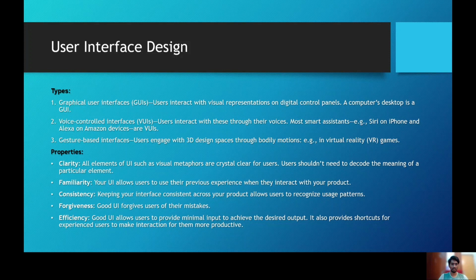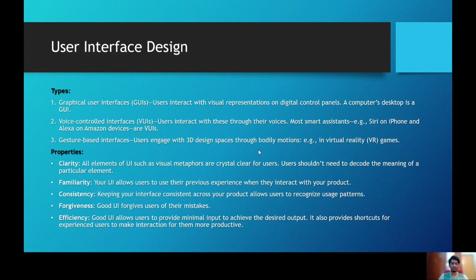Example, VR. No matter what your UI design, you should always check it has the following properties such as clarity, familiarity, consistency, forgiveness, efficiency. Clarity. All elements of UI such as visual metaphors are crystal clear for users. Users should not decode the meaning of a particular element. Familiarity. Your UI allows users to use their previous experience when they interact with your product. Consistency. Keeping your interface consistent across your product allows your users to recognize patterns.